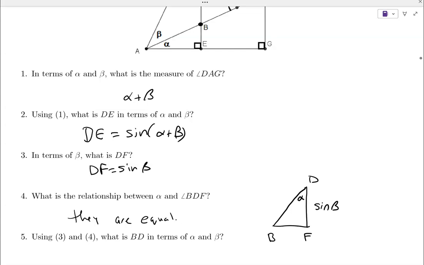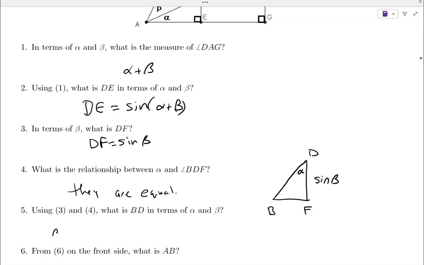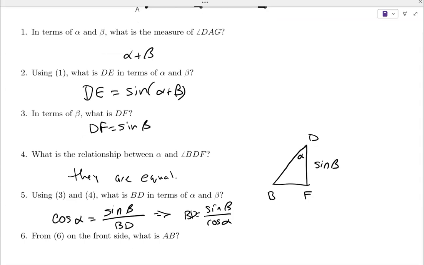That's the hypotenuse. So we want to use which function? I have adjacent and I want hypotenuse. Cosine, right? So cosine of alpha is going to equal what? Over whatever the BD is, right? So BD is sine of beta over cosine of alpha. We okay so far? Okay.